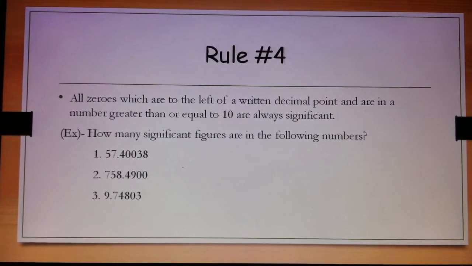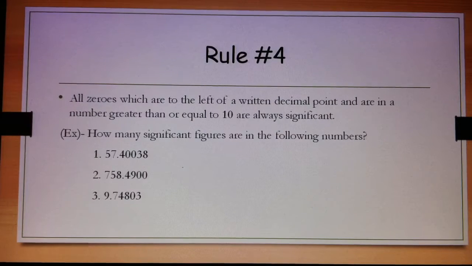Rule number four: all zeros which are to the left of a written decimal point and are in a number greater than or equal to 10 are always significant. Okay, this is where it gets a little bit tricky, but I can explain it. The first number is 57.40038. The second one is 758.4900. And then 9 point.